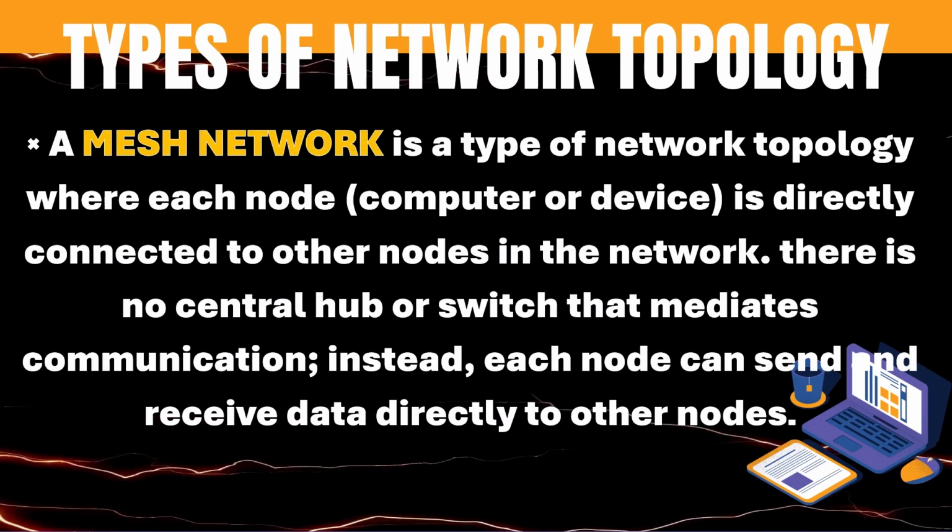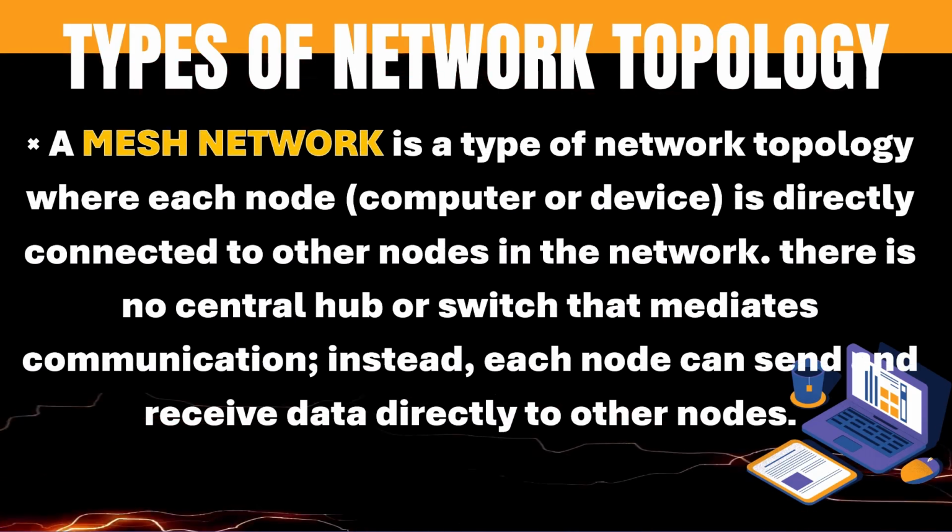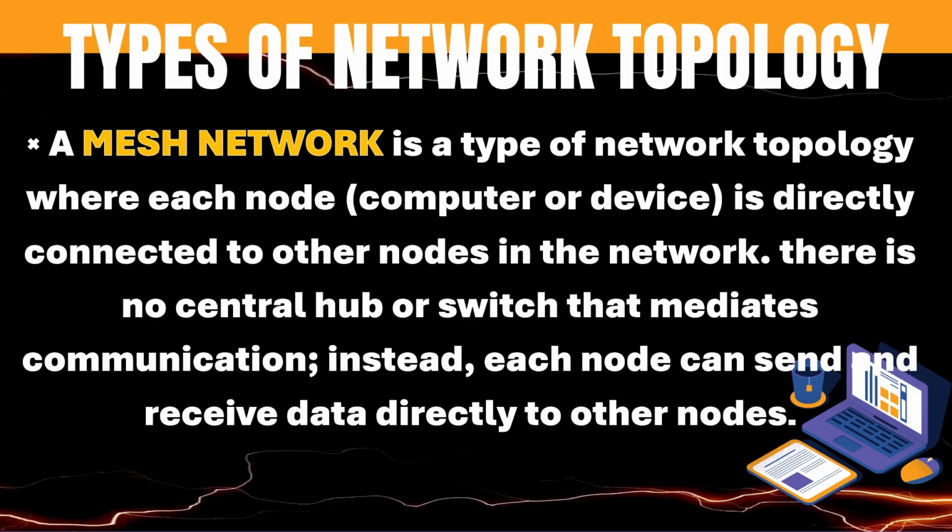So the first type of network topology is what we call mesh topology. A mesh network is a type of network topology where each node, or computer or device, is directly connected to other nodes in the network. There is no central hub or switch that mediates communication. Instead, each node can send and receive data directly to the other nodes.